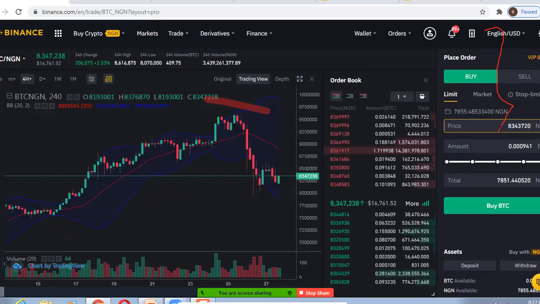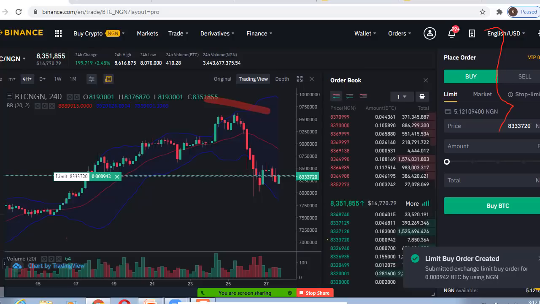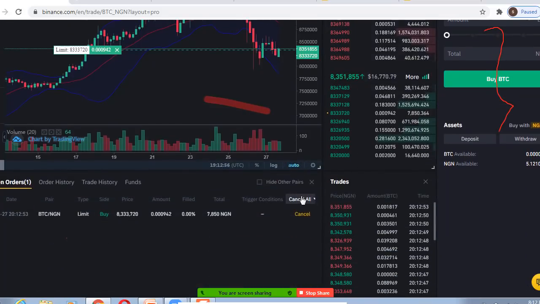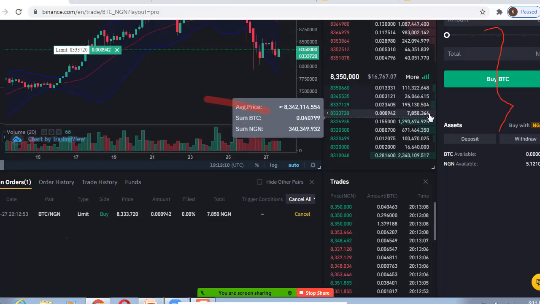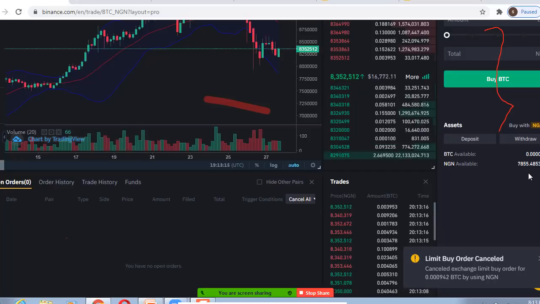Now, if I want to place this order with a limit order, I can go here and change this value to 3, and then use the entire money here and click buy. So my order will be executed as a limit order. If you go here, you see my order is not filled yet, but if price comes to this level, it will be executed. I believe price will still go back up. So that's how you buy Bitcoin. So I will cancel this order and my naira will return. It's as simple as that.